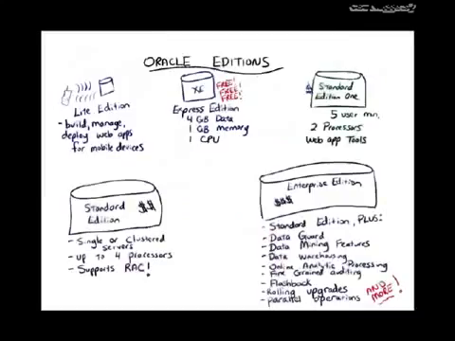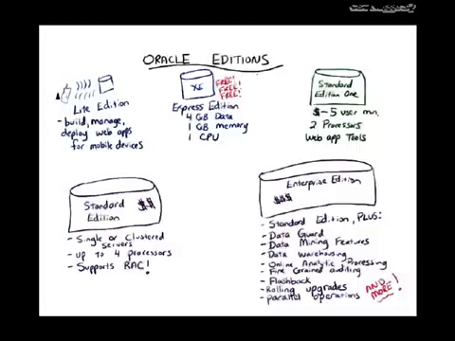So here we have our Oracle editions. You can download all of these from Oracle's main website. The first one that I briefly want to mention is the Lite edition. This is used to build, manage, and deploy web applications for mobile devices, such as cell phones and PDAs. Next, we have the Express edition. This is a smaller type of database. You can only have up to 4 gigabytes of data. The machine that it's running on can only be up to 1 gigabyte of memory and running on only 1 CPU.